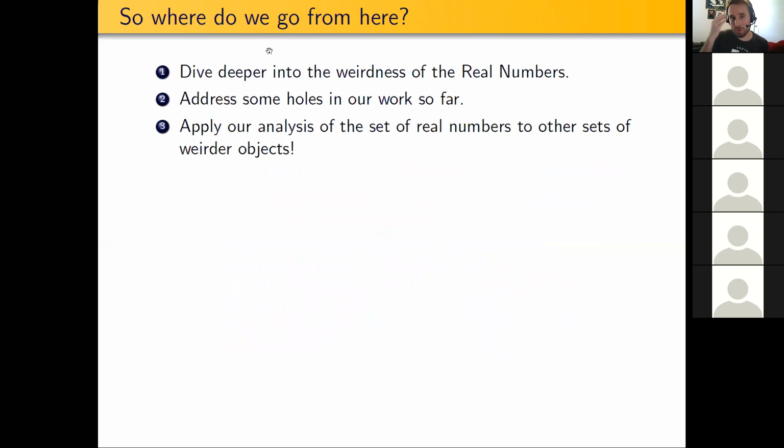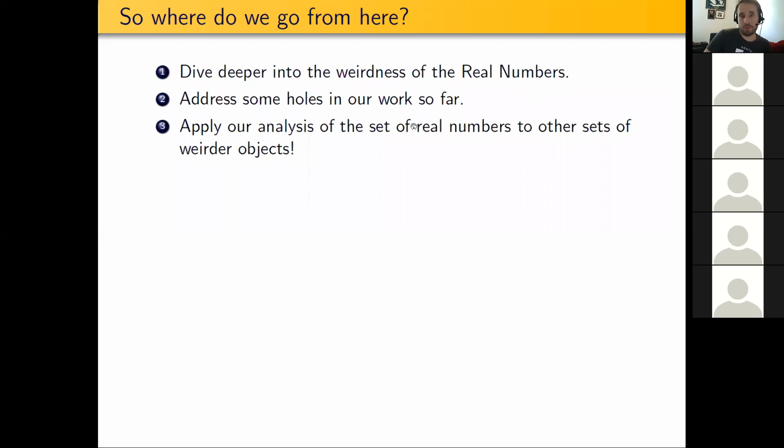And so with that in mind, where can we go from here? Well, I think there's really 3 different directions we could go. One would be to take a deeper dive into the weirdness of the real numbers, right? So the fact that the real numbers form a weird set. Can we say more about that? How weird are they? Number 2, we could tighten up some of the work that we've done so far. So I said here, address some holes in our work. I don't necessarily mean that we have work that is incomplete or incorrect, maybe just not as robust as it could have been. And I'll mention at least one example of that going forward.